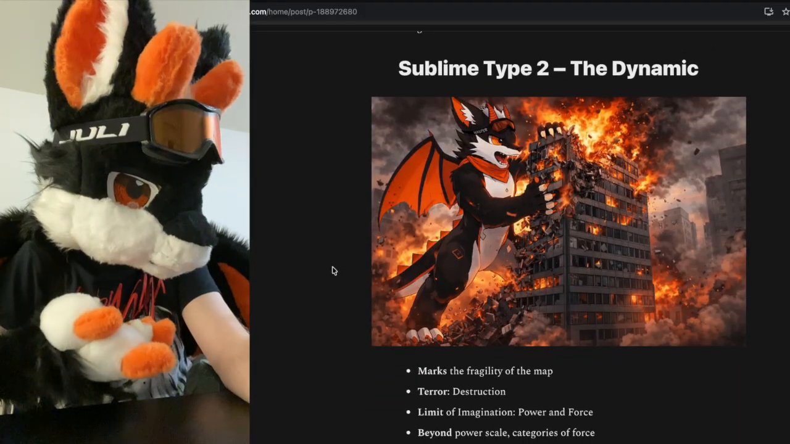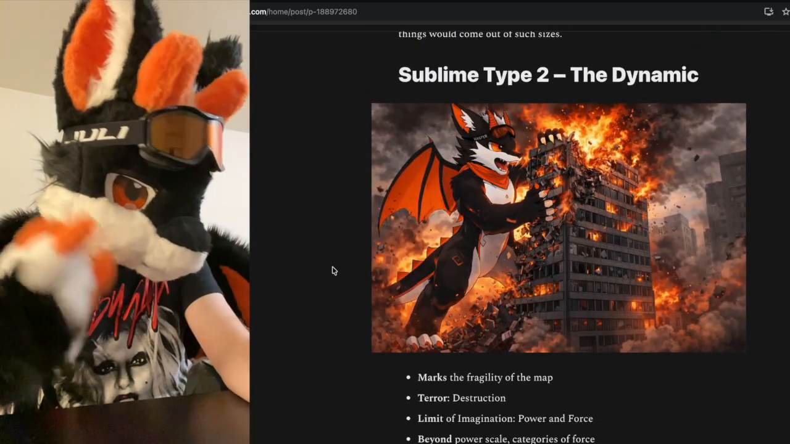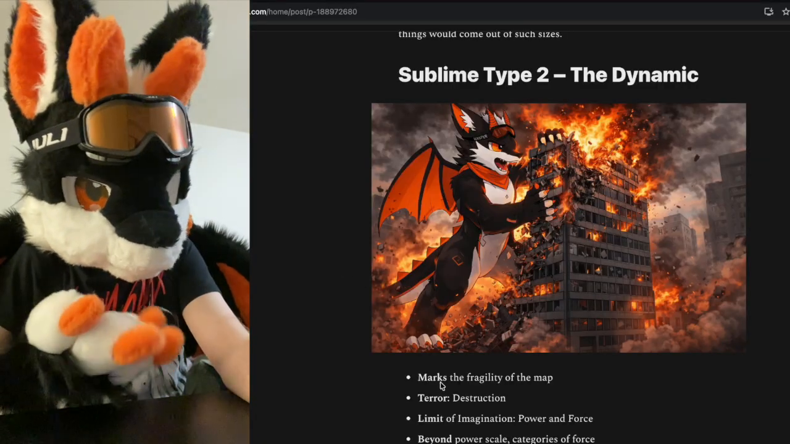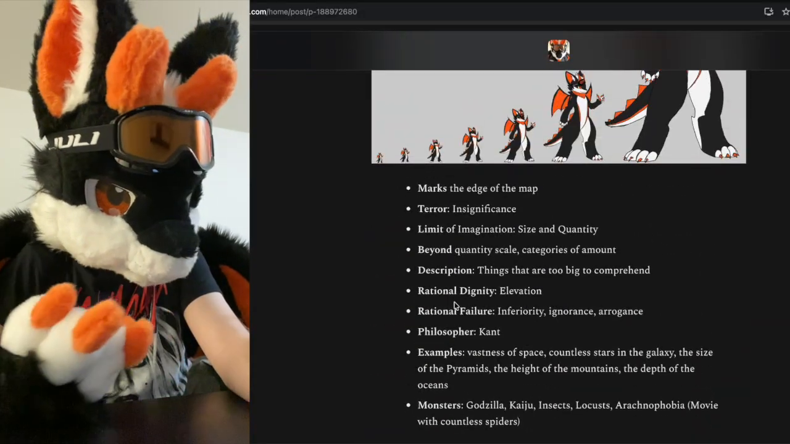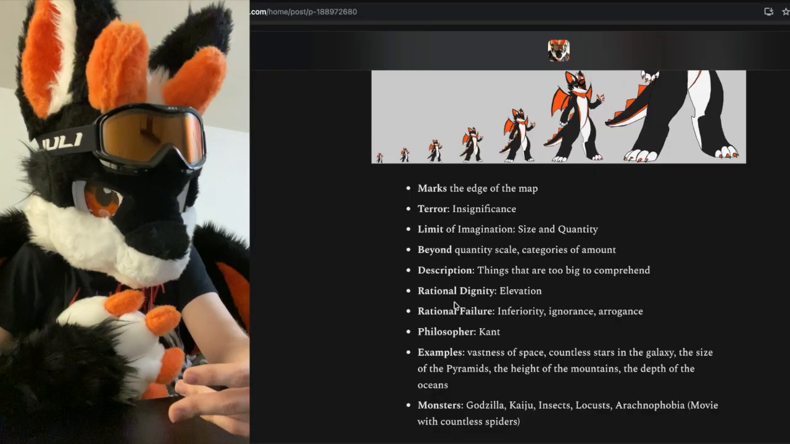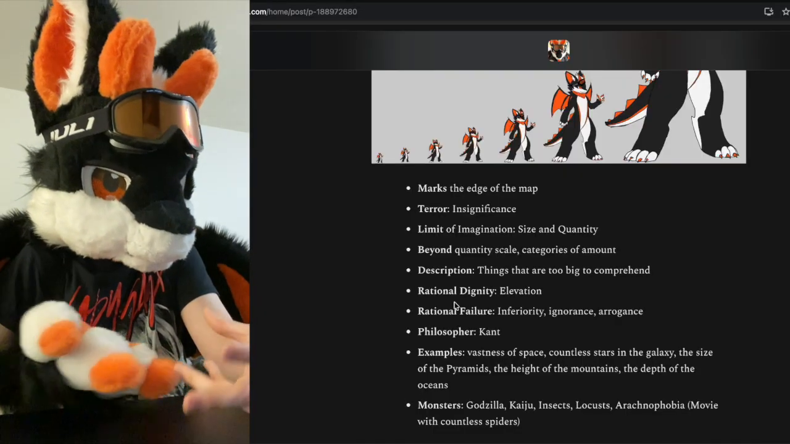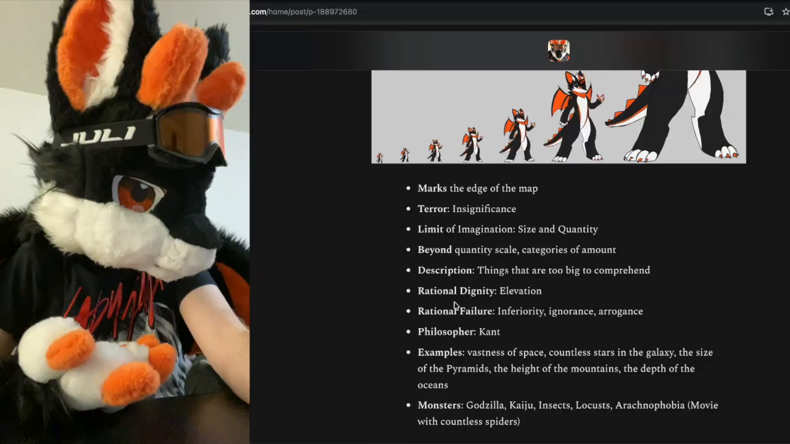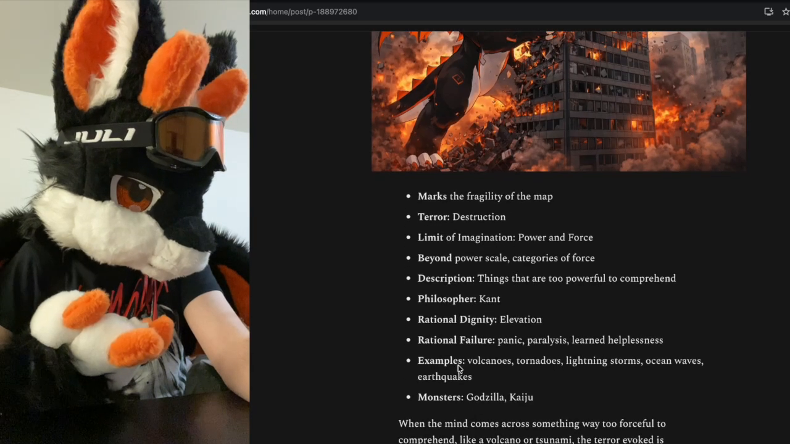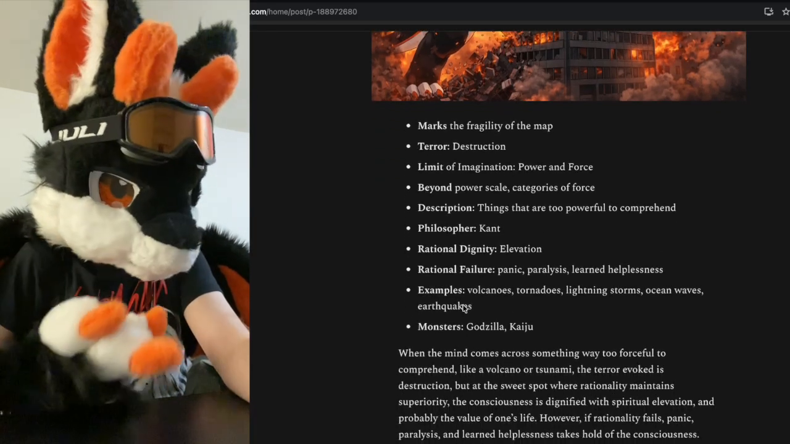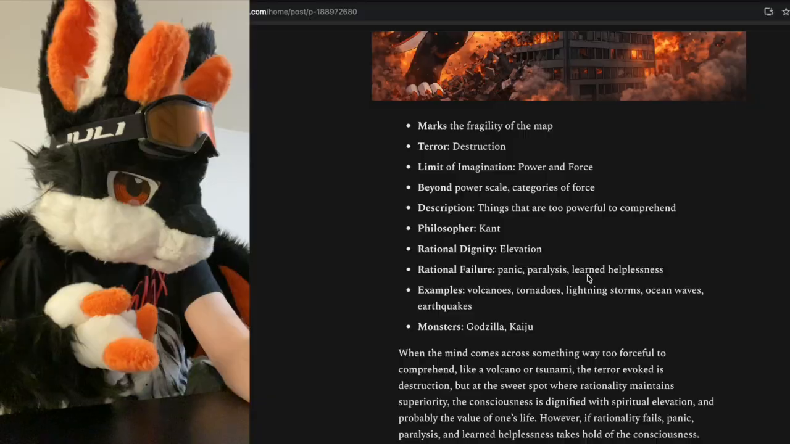The next sublime that Kant talks about is the dynamic. And the dynamic is basically sublime that's way too powerful. It marks the fragility of your map. Not only are you small with the insignificant, because the insignificant and the dynamic tend to go hand in hand. It's the reason why Kant talked about them together, and it's also part of the reason why he talked about only these two. But the dynamic is about power and force, the terror is destruction, the philosopher is Kant, and same as before, the rational dignity is elevation, but the rational failure is panic, paralysis, and learned helplessness.